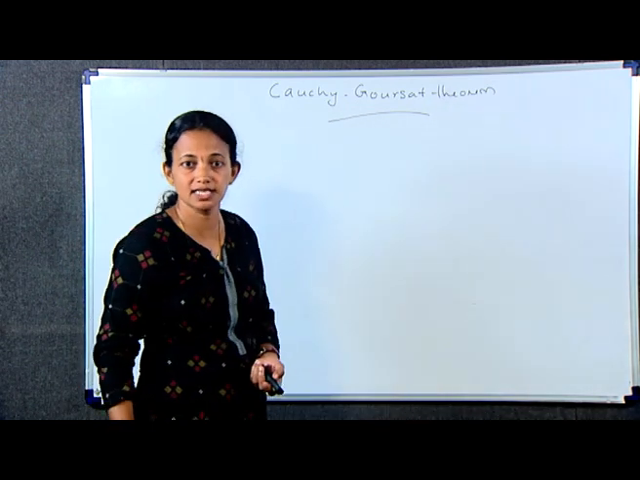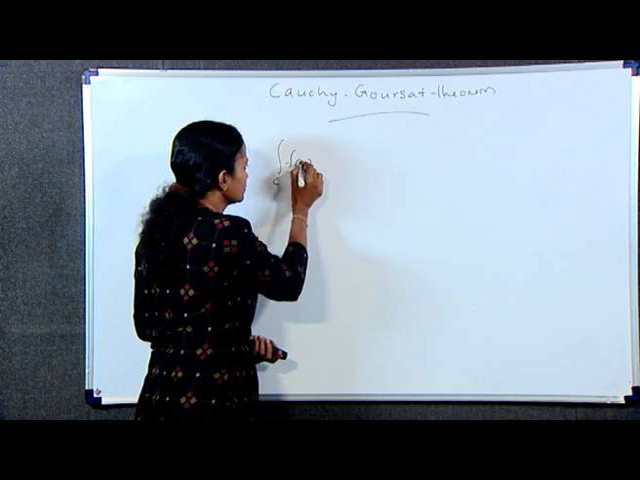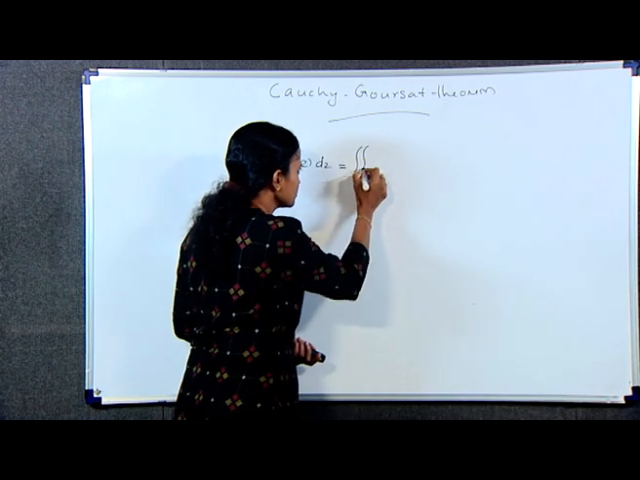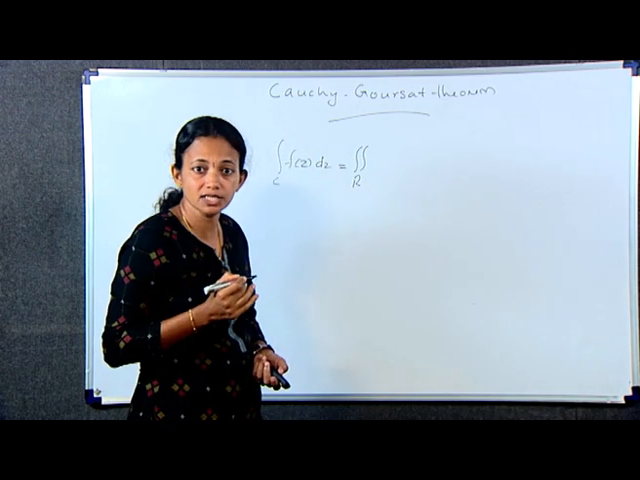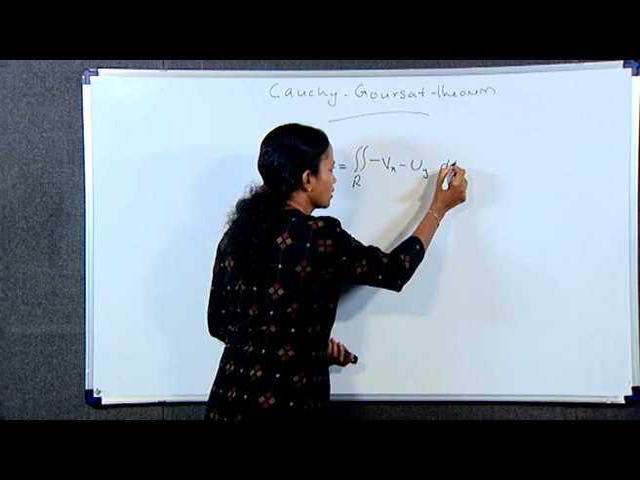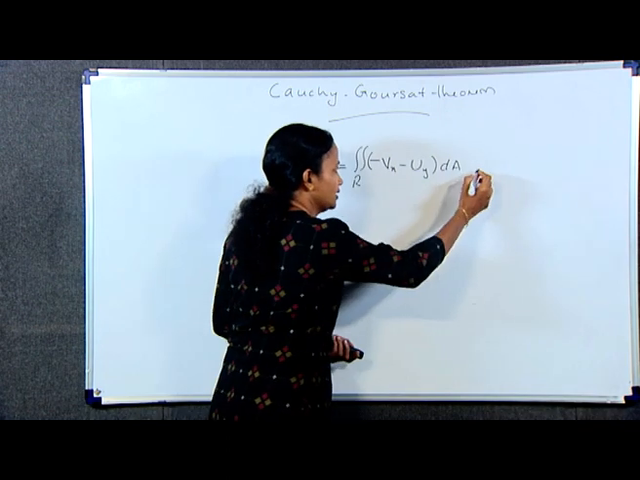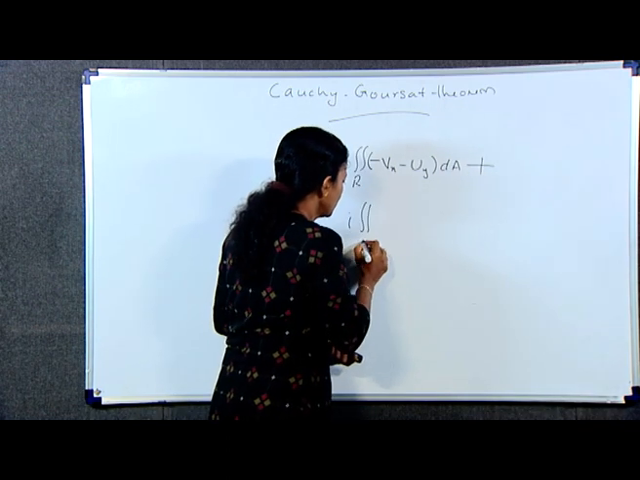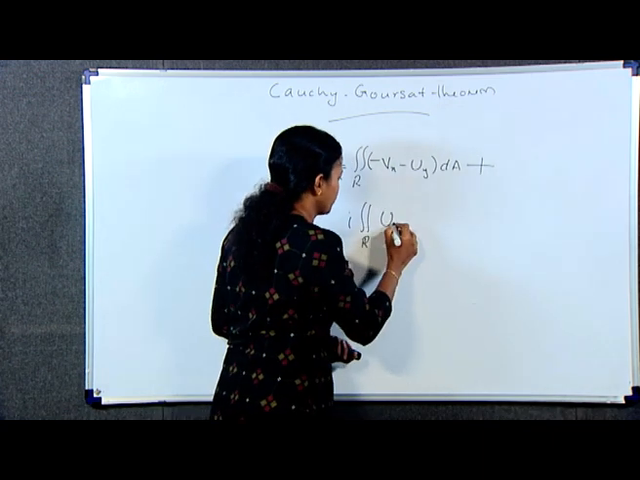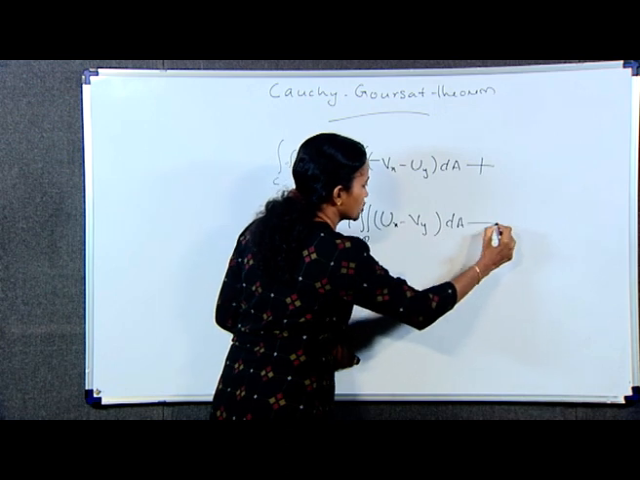by using that Green's theorem, we can write the integral over C of f(z) dz, which is equal to the double integral over R of (−Vx − Uy) dA plus i times the double integral over R of (Ux − Vy) dA. Next equation is equation number 4.